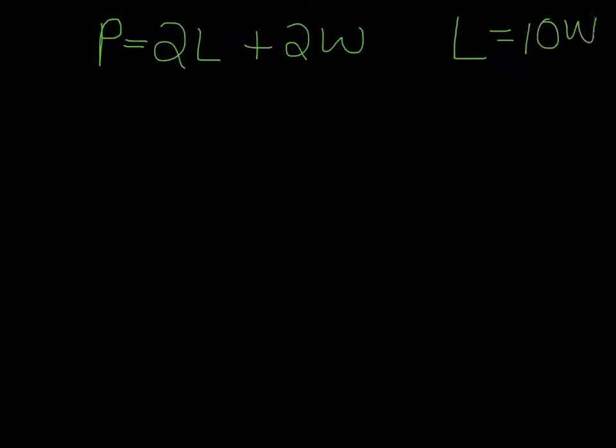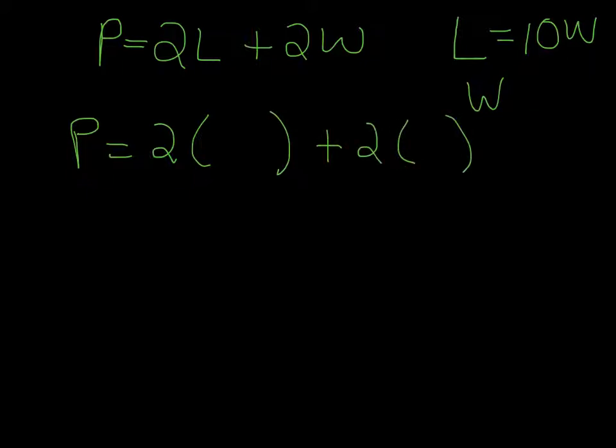14, both of these are perimeters of rectangles. And remember, perimeter equals 2 times the length plus 2 times the width. And what do we know? It tells us our length is 10W and width is just W. So let's plug it in. P equals 2 times some length plus 2 times some width. And it gave it to us as 10 times the width is our length and width is just width.